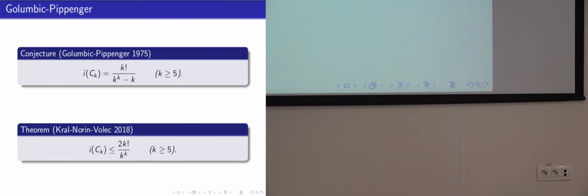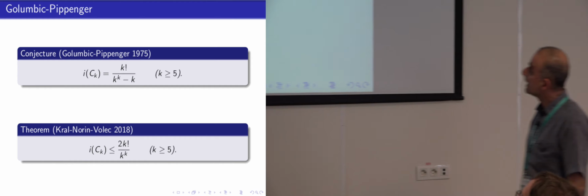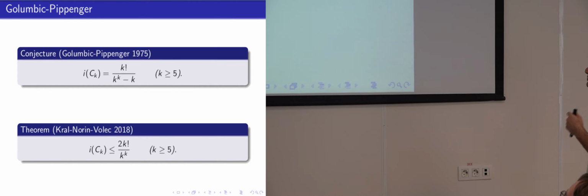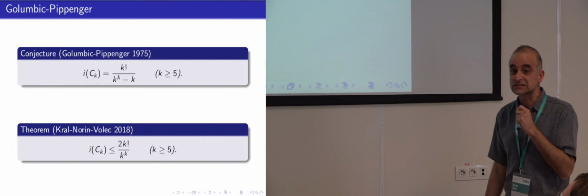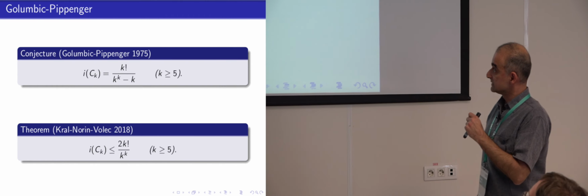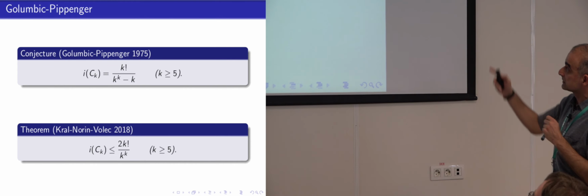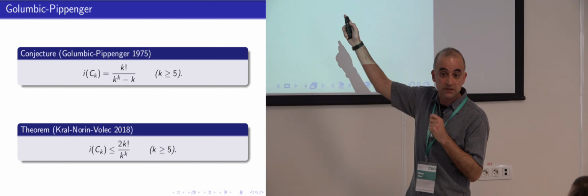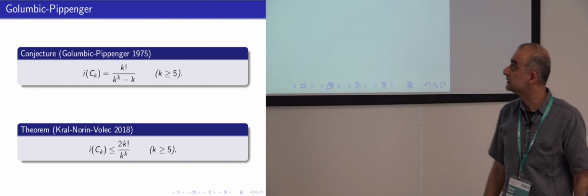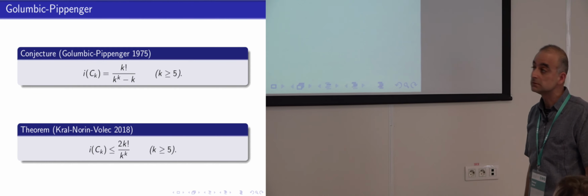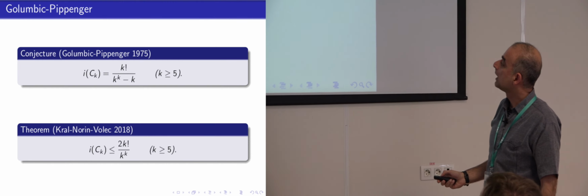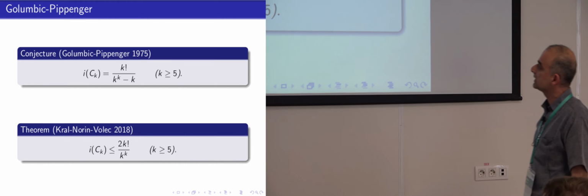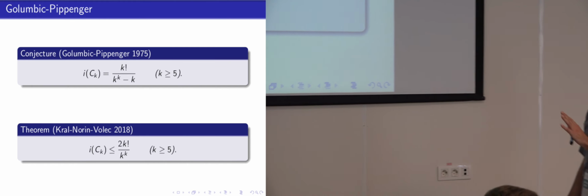And why is that good? Because it turns out that there's a beautiful conjecture in the area by Pippenger and Golumbic from the 70s, which posits what this extremal induced density is for the cycle of length k. It says that the inducibility of the k-cycle is k factorial over k to the k minus k, and you should recognize that formula from the recursion that I've been discussing. The example is the recursion. This is open. The best known general result is by Král', Norin, and Volec, which is off by a factor of about 2.